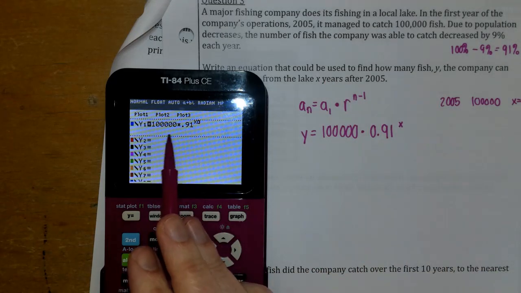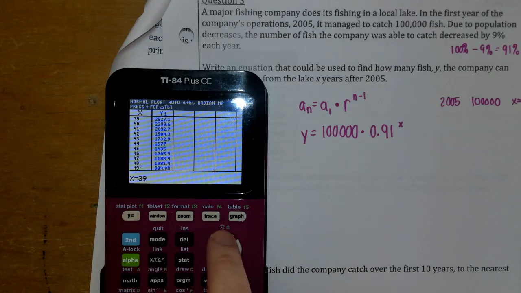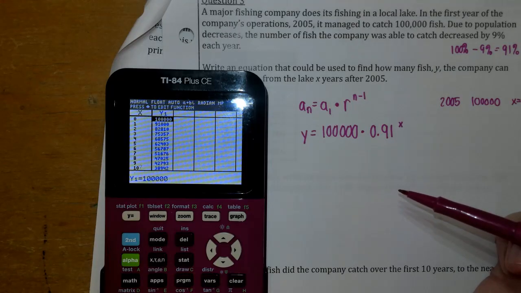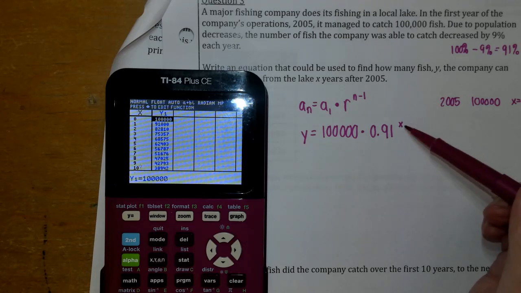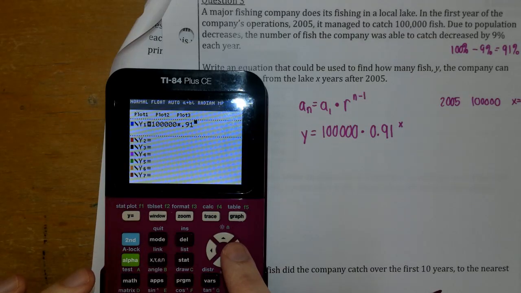So if I use this formula as is, and I go to my table, 0 should say 100,000. In year 0, which we all know is year 2005, there should be 100,000. And when I go to this, it does show 100,000. We don't put the minus 1 there if the year we're starting with is year 0. If you have a year 0 in the problem, you don't want to have that minus 1. Let me show you if I put that minus 1 in the equation.